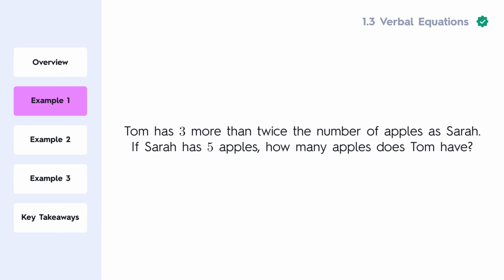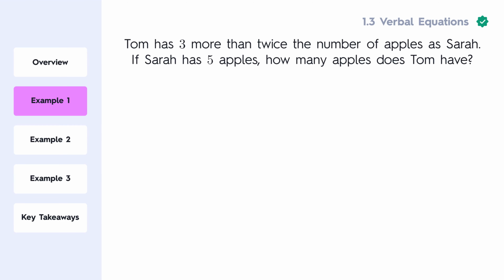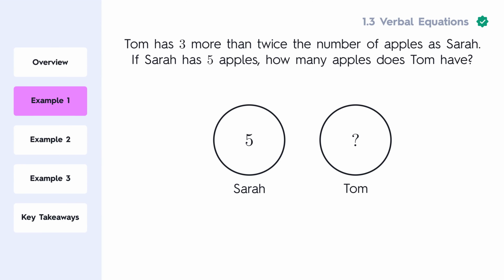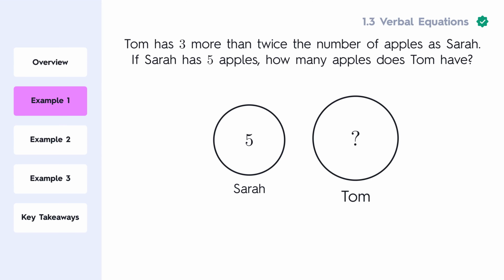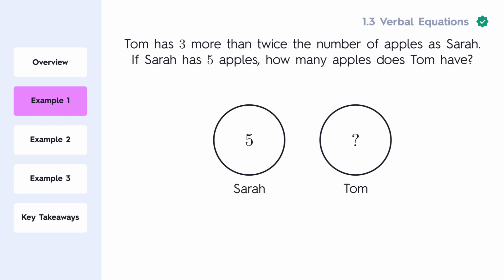Let's take on our first example. Tom has 3 more than twice the number of apples as Sarah. If Sarah has 5 apples, how many apples does Tom have? Let's break this down step by step. First, we need to identify the key information from the problem. The problem already tells us how many apples Sarah has, which is 5. Now, let's focus on how Tom's number of apples relates to Sarah's. The problem says that Tom has 3 more than twice the number of apples as Sarah, so we'll start by multiplying Sarah's apples by 2.